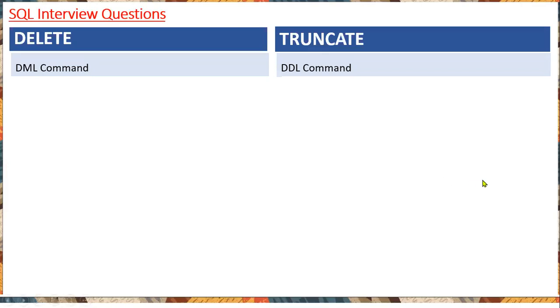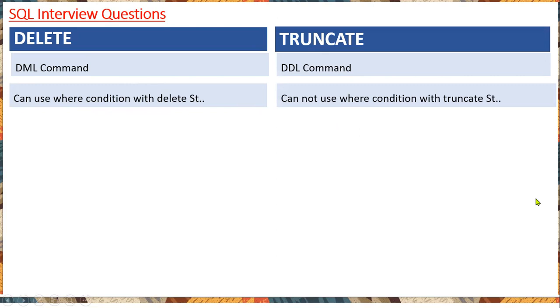Whenever we are working with the delete statement, we can use a where condition. So we can filter the records, whatever we want to delete. But when it comes to truncate, we cannot use a where condition. The moment we apply truncate, the system will delete all the rows from the corresponding database table. That's the second difference.